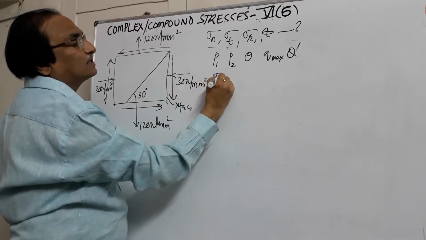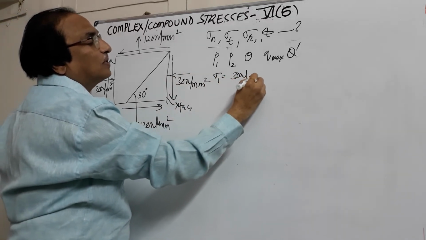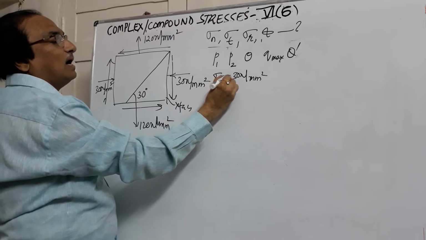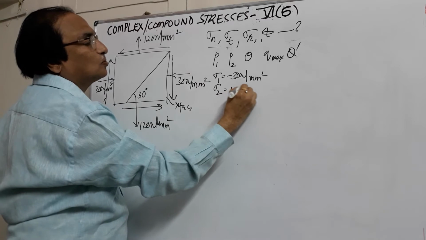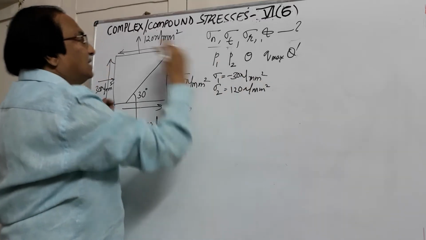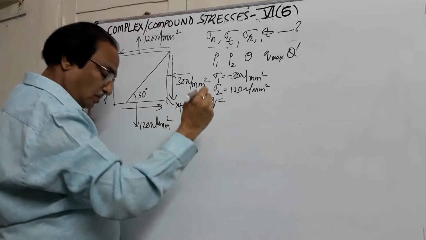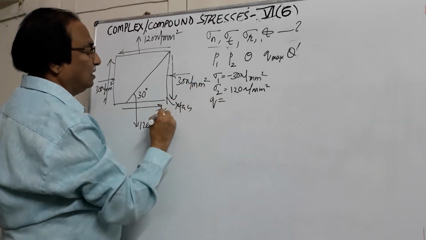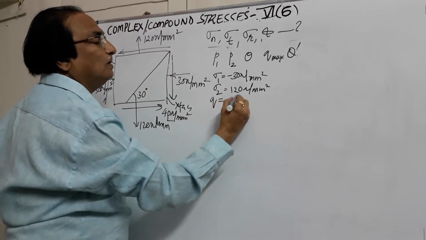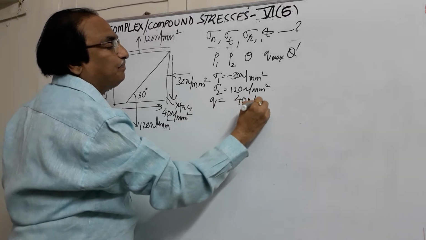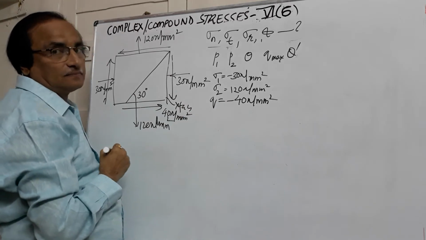Note down the data first. Sigma 1 is 30 Newton per mm square. It is compressive in nature, so it should be minus. Sigma 2 is 120 Newton per mm square. It is tensile in nature, so positive. Now here the value of Q is 40 Newton per mm square. But see here it is a clockwise rotation, so Q is minus.